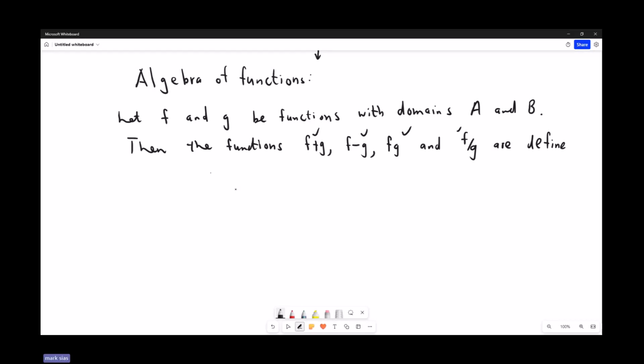Now, just to formalize things about addition, subtraction, multiplication, and division of functions, we're dealing with what we call the algebra of functions. Here we say f and g are functions with domains A and B. We know what the domain is now: it refers to the set of x values along the x-axis for which the function makes sense, is defined. Then the sum, difference, product, and quotient of f and g are defined as follows. And this is important.